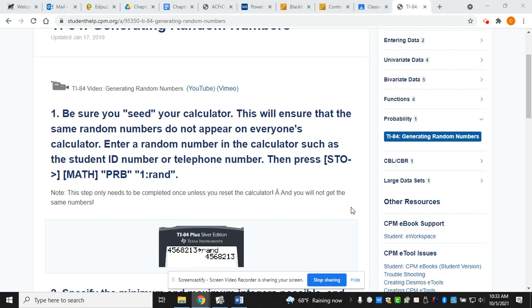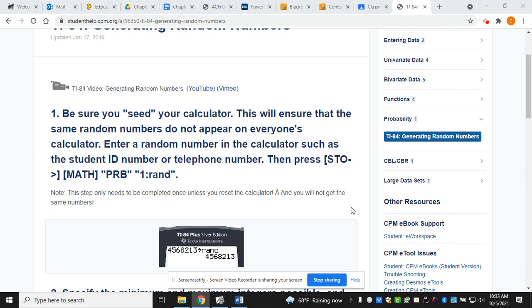Yeah, hit enter. So then there's a store button that's right above on. And then hit store, math, probability, and then the first one, and hit enter.